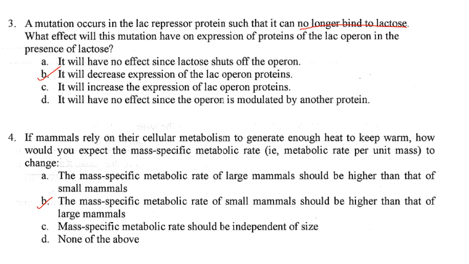Next one. If mammals rely on their cellular metabolism to generate enough heat to keep warm, how would you expect the mass specific metabolic rate, that is metabolic rate per unit mass, to change? So the mass specific metabolic rate of small mammals should be higher than that of large mammals, because mass specific metabolic rate is inversely proportional to unit mass. So it will be higher for small mammals than that of large animals.